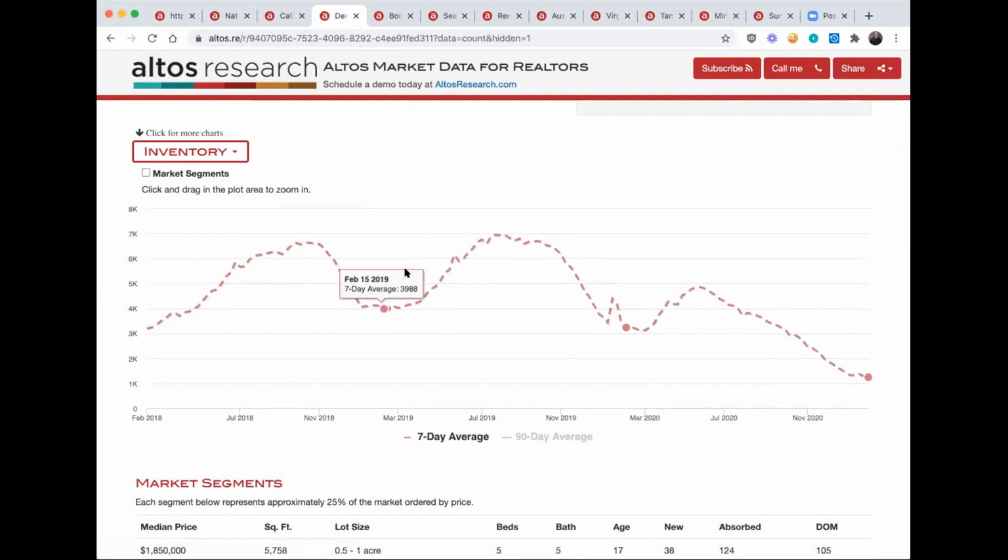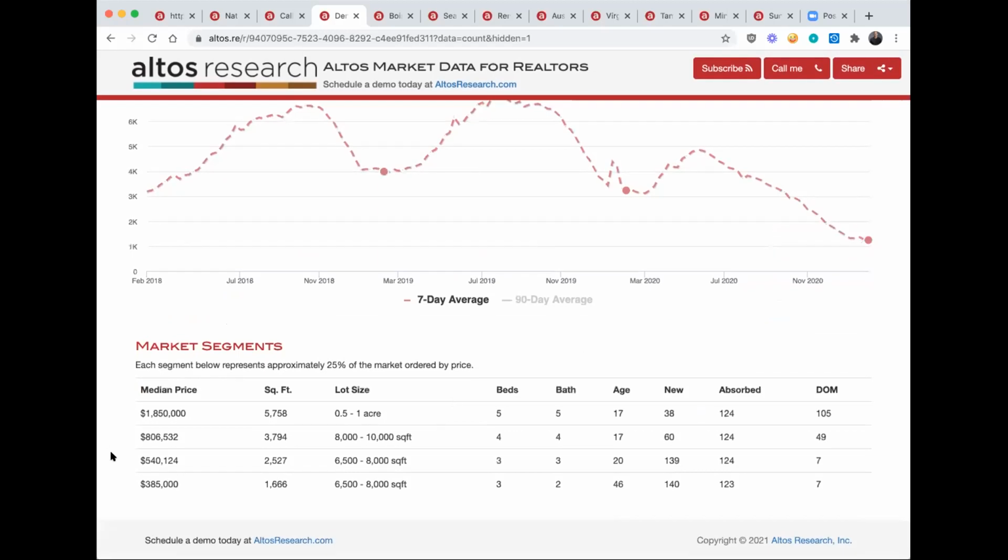Here's what inventory looks like in Denver. Normally you get this great seasonal movement. Here's where we were last year at this time, and we've had this little pandemic window, and so we are now at 1,200 properties. Last year we were at 3,200, and two years ago at 4,000, and we're down at 1,200 properties right now. Like, nothing on the market in Denver. You can see that anything under 600 grand is going in a week. And this is the median days on market in the Denver area.